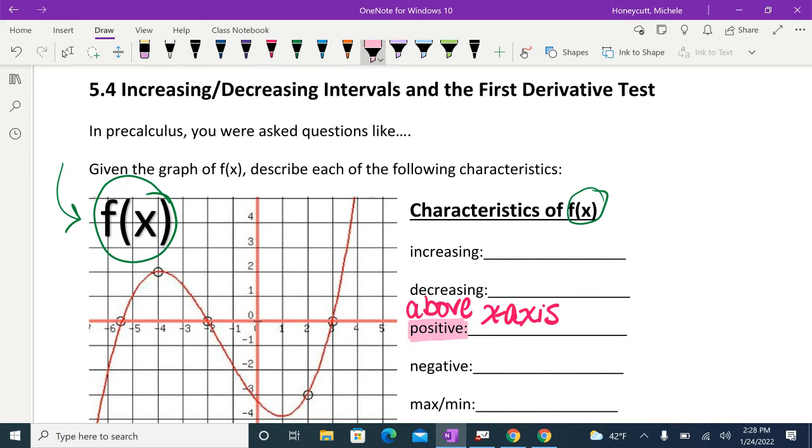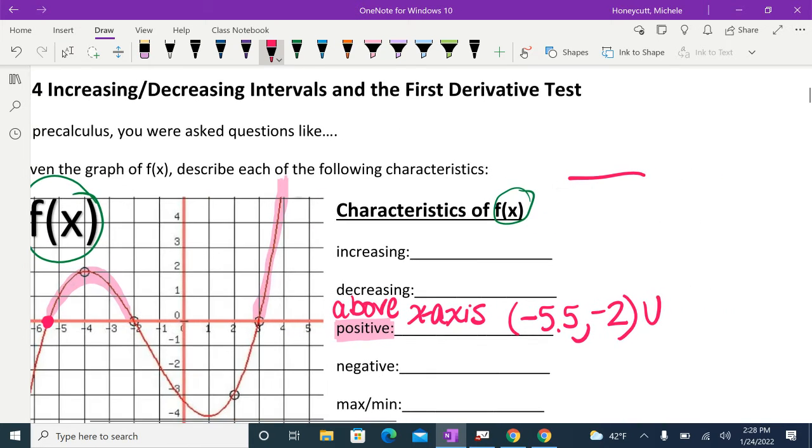So I would have looked at this graph and said, okay, this graph is above the x-axis in this highlighted portion and in this highlighted portion. So those are the positive intervals of f of x, and so I would have given those. Now I'm going to estimate that's about negative 5.5. So I've said from about negative 5.5 until negative 2. And also, let's scroll over a little bit. From this part, that x value from about 3 until infinity.